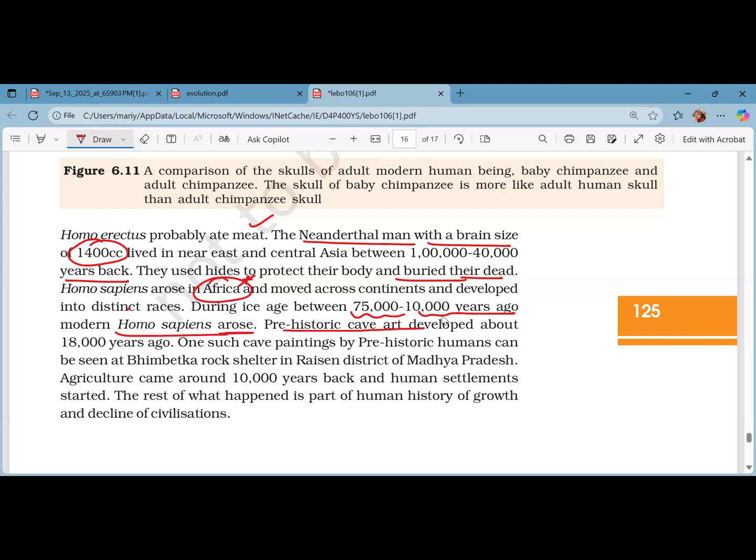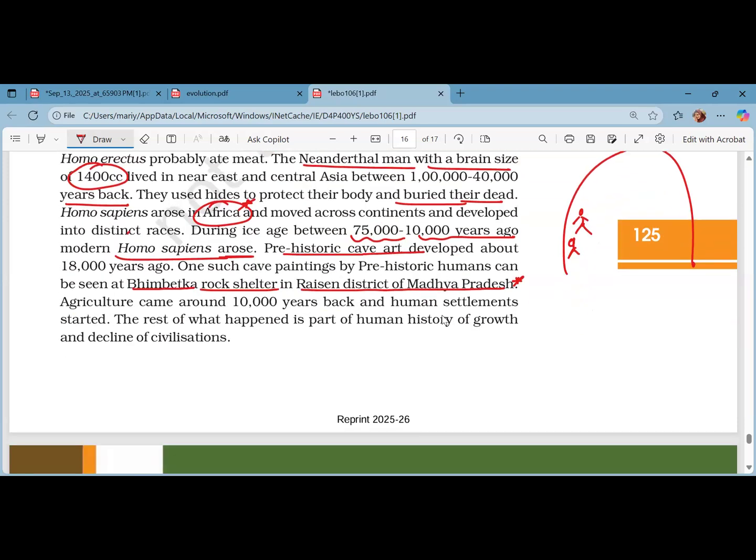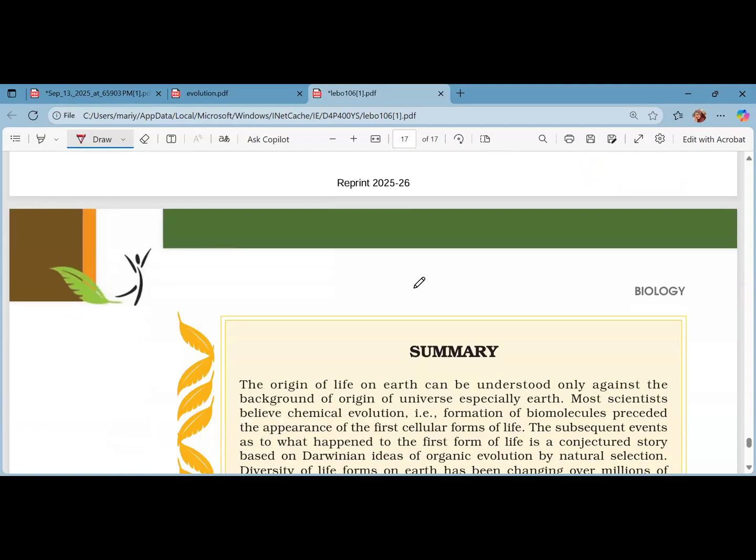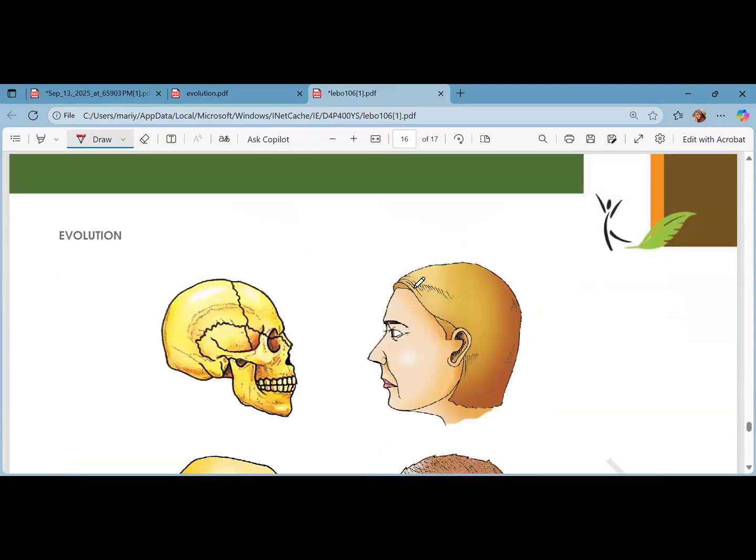Prehistoric cave art: when people used to live in caves, they used to draw figurines in the cave to tell stories and so on. So this was cave art, and it is found at the Bhimbetka rock shelter in Raisen district of Madhya Pradesh. Important. Agriculture came around 10,000 years back, and then human settlement started. So this is how the evolution of humans takes place.